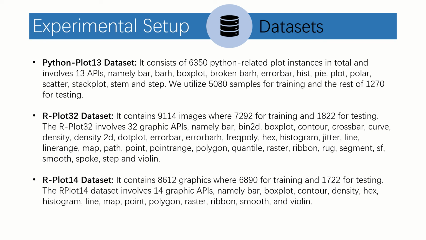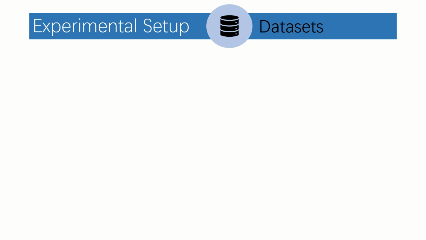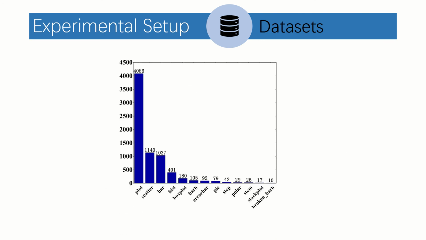It consists of 6,350 Python-related plot instances in total, and involves 13 APIs. Here is the data distribution of the Python Plot13 dataset. As we can see, the samples of different APIs suffer from extreme imbalance.